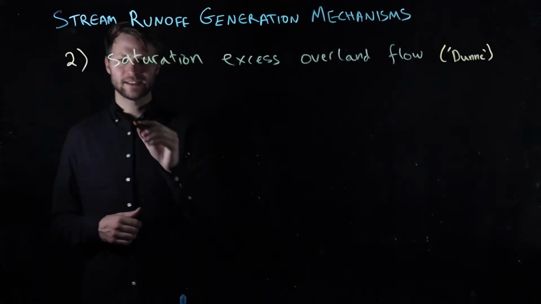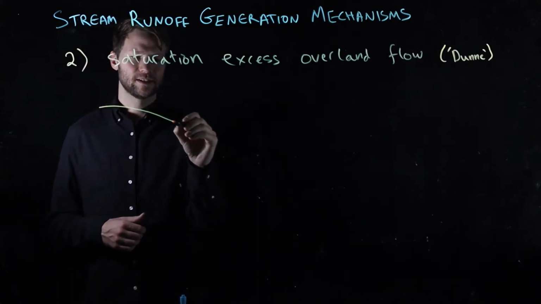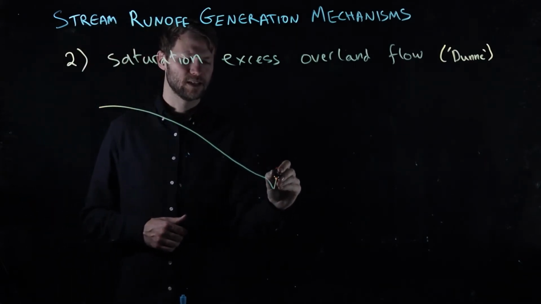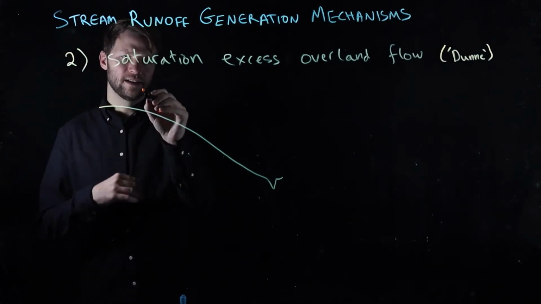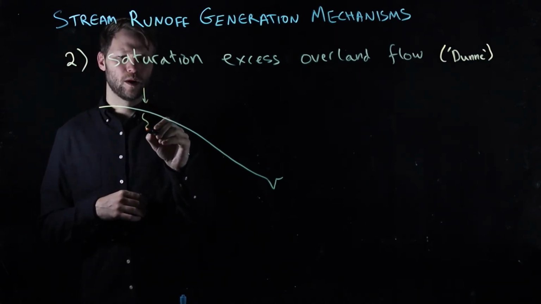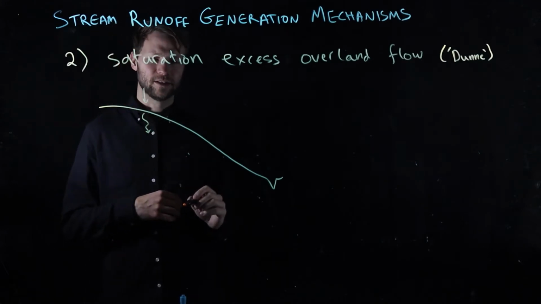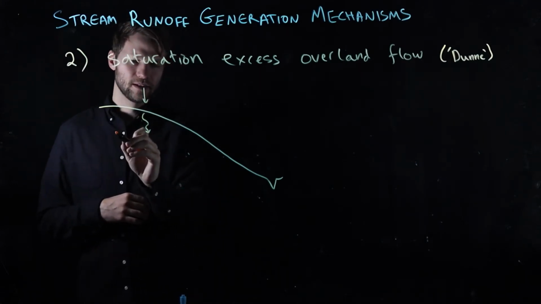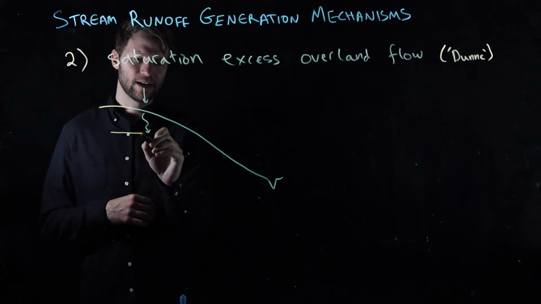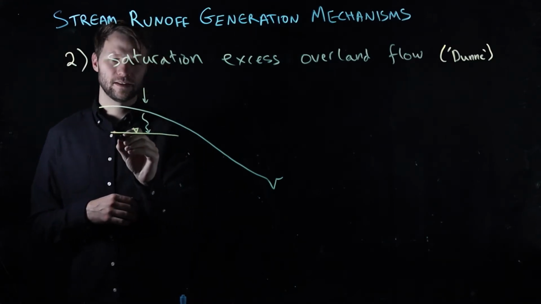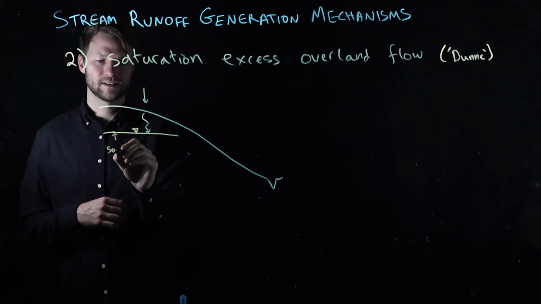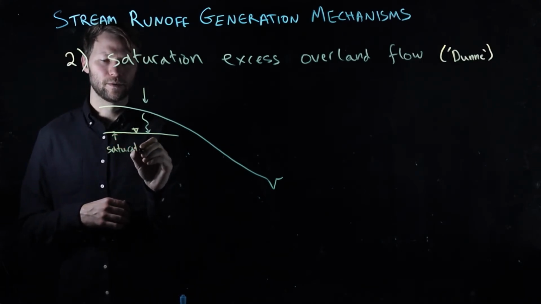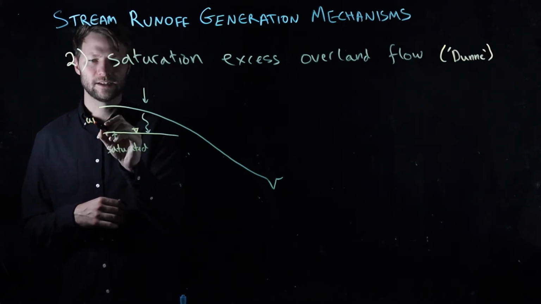Within saturation excess overland flow, if we were to consider, again, a hill slope cross section going down to some channel, the idea is that it's raining, water's infiltrating through the unsaturated zone, it's encountering the groundwater table, and it's causing this groundwater table to rise. So this is the saturated zone below the groundwater table. This is the unsaturated zone.